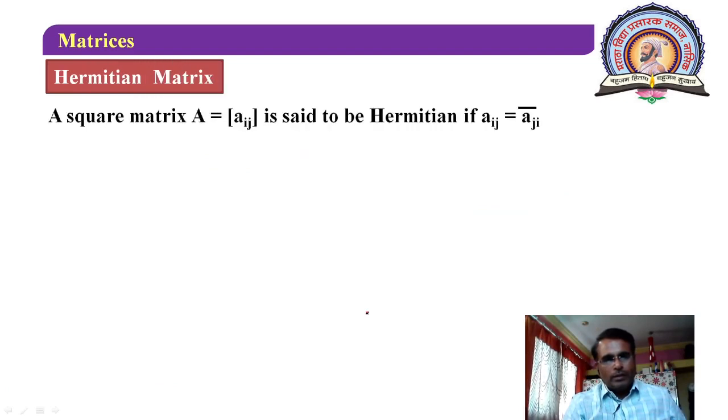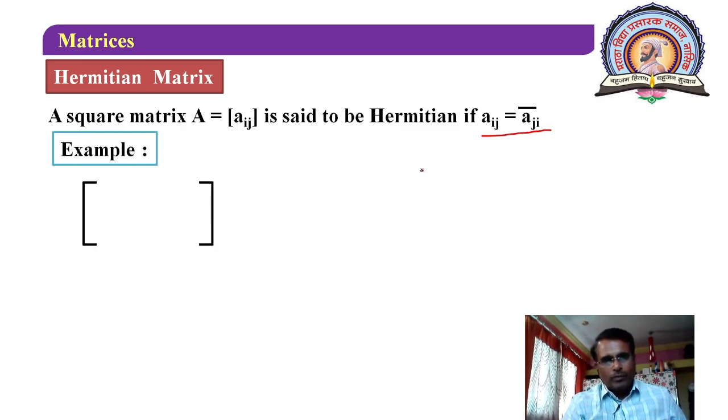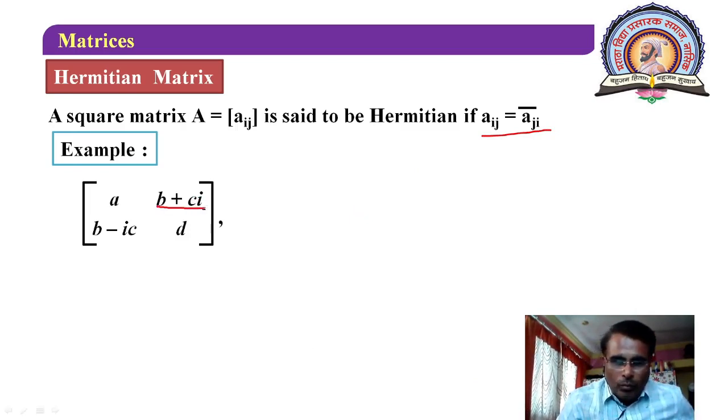Then Hermitian matrix. A square matrix A equal to Aij is said to be Hermitian if Aij is equal to Aji bar. Now, with the example you will get it clear. Suppose we are considering the matrix A, B plus Ci. Now, you will observe, what is its conjugate?